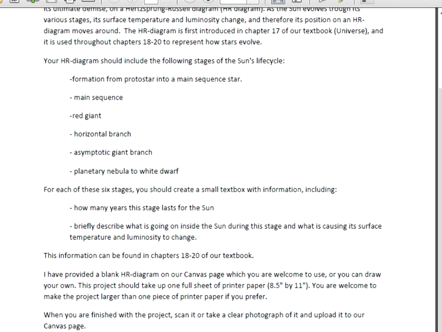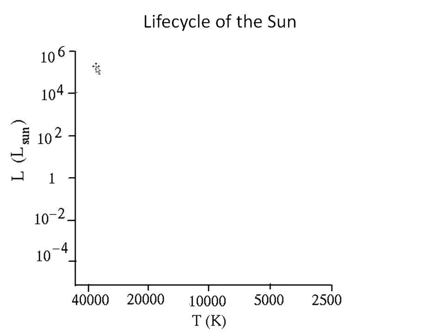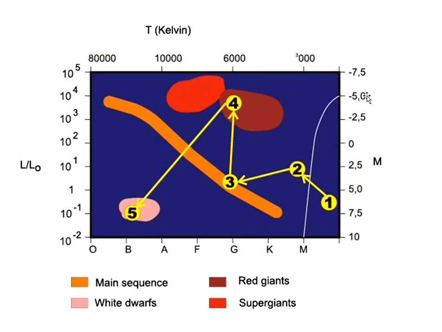All right, so back to the assignment. You're going to want to put some thought into this. What's going to happen is you're going to trace out how the Sun moves around on the HR diagram, and then I want you to put a little text box that has the information for each of those phases. Here's a very rough drawing right here.